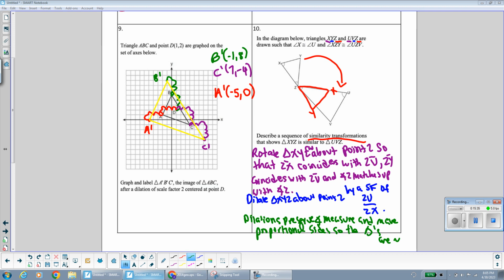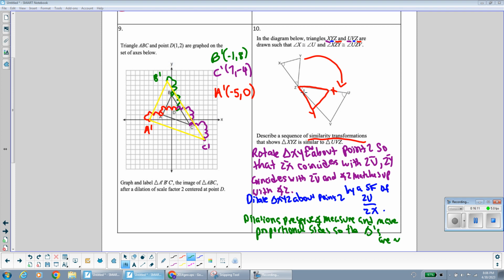And I was super, super lenient on the grading of this one. I gave half credit if you just mentioned rotation and dilation. But here is a complete answer that I have. It doesn't have to be this exact wording, but here's a complete answer. Rotate triangle XYZ clockwise about point Z, so with the center of rotation at point Z, so that ZX coincides with ZU, ZY coincides with ZV, and angle Z matches up to angle Z. That describes how we're rotating it without specifying an angle measurement.